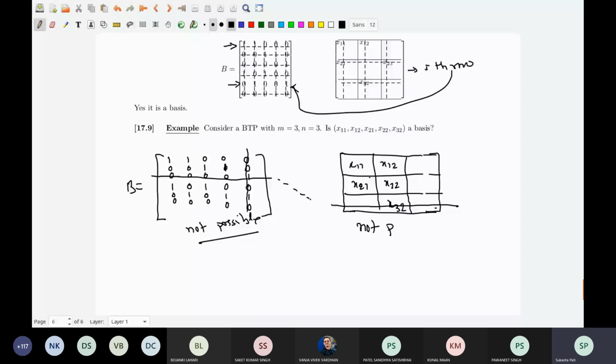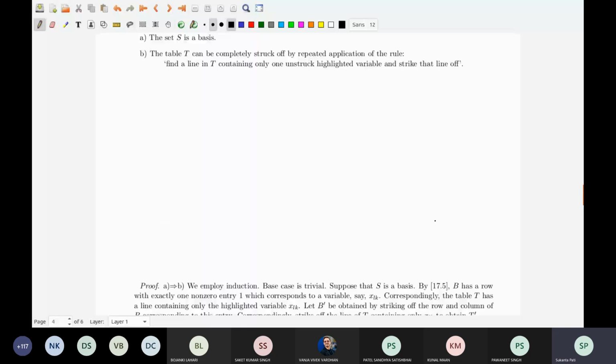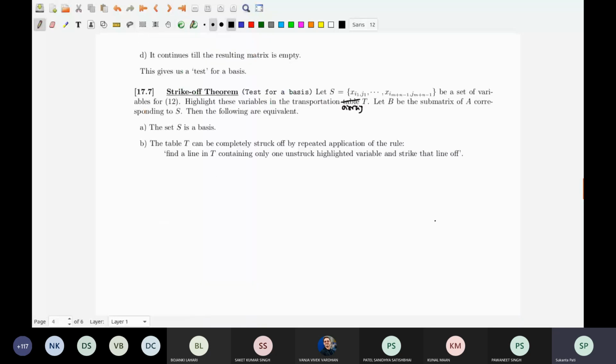That's what it says. So going back, the theorem says the following. A set S is a basis if the table T can be completely struck off by repeated application of the rule. The rule is: find a line containing only one unstruck highlighted variable and strike that line off. The proof has both sides.